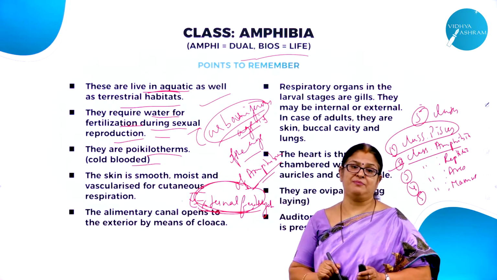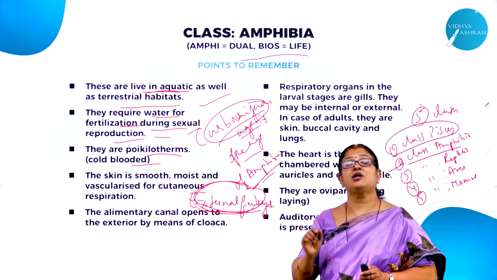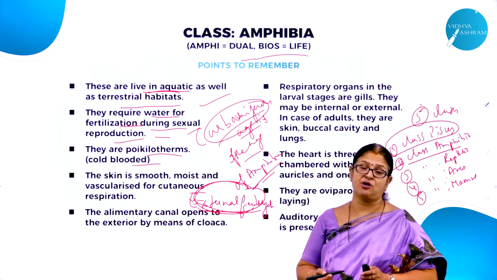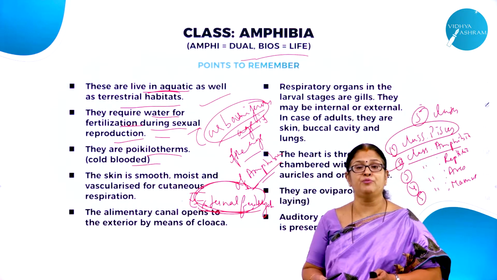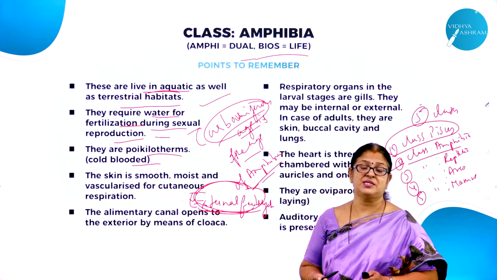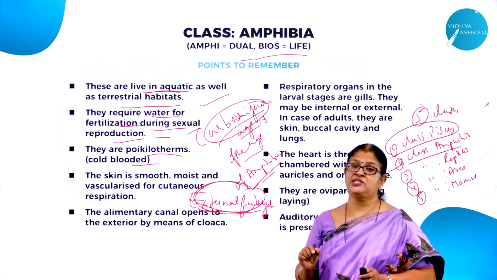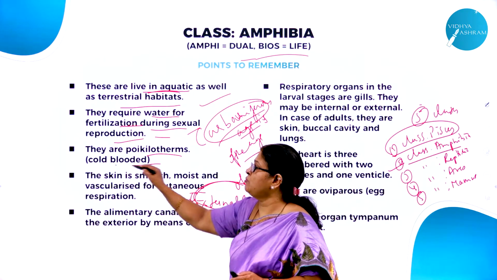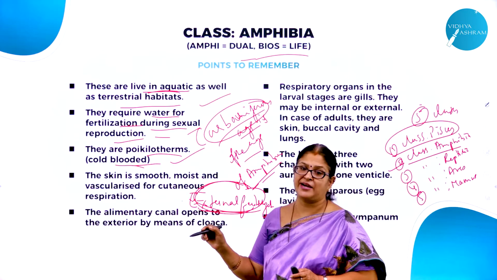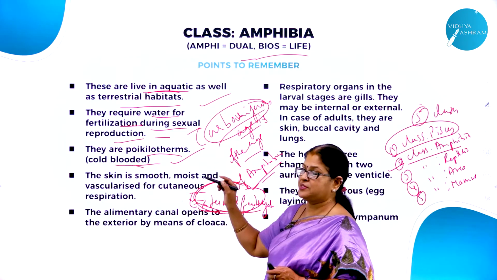In cold-blooded animals, the body temperature is not constant. It keeps on changing according to the external environment. For example, human beings are called homeotherms, warm-blooded animals. Our body temperature does not change according to the external environmental conditions. So these are cold-blooded animals. A very, very important characteristic feature of amphibians.